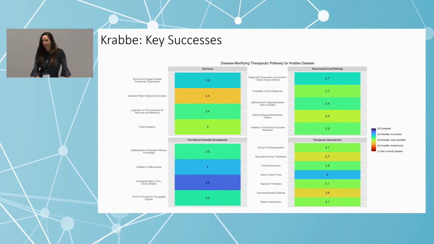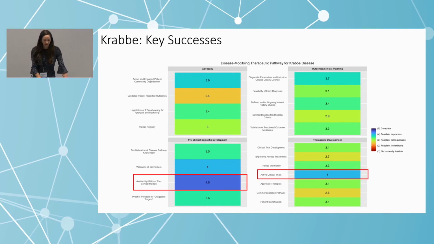I really wanted to look back at our heat map and just try to focus on two key successes and two key challenges in Krabbe disease. So looking at our highest score in our heat map overall, it scored 4.5 in the availability and utility of preclinical models. And secondly, looking at the therapeutic development, the second highest score in one of our heat maps is the active clinical trials.